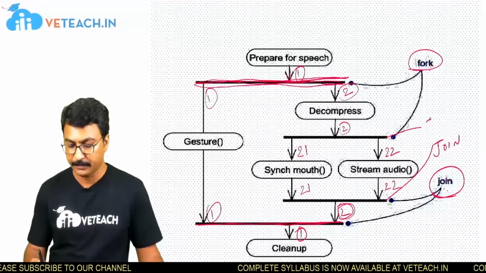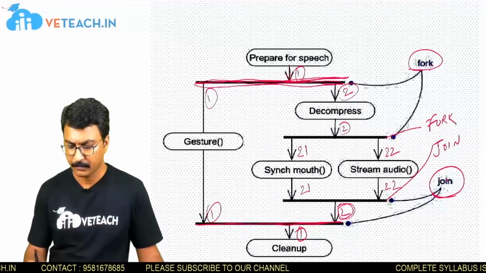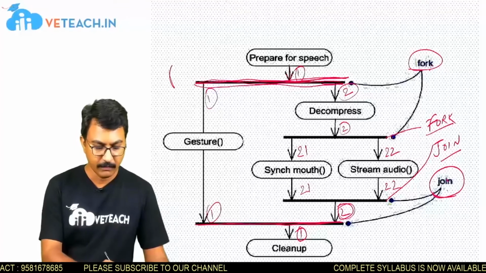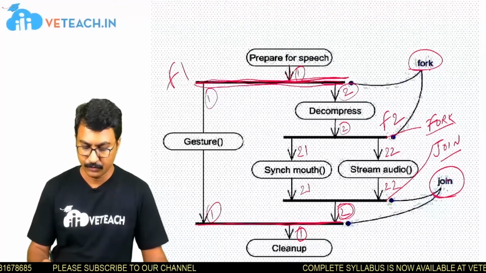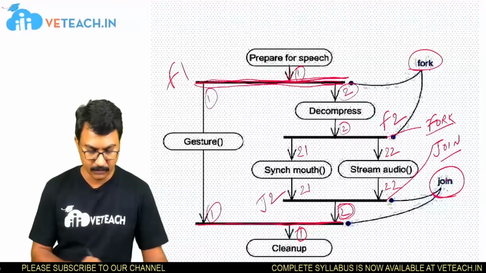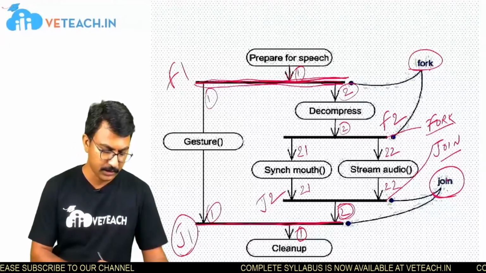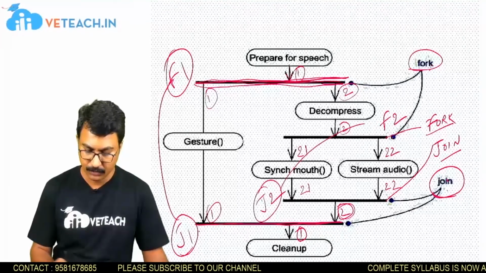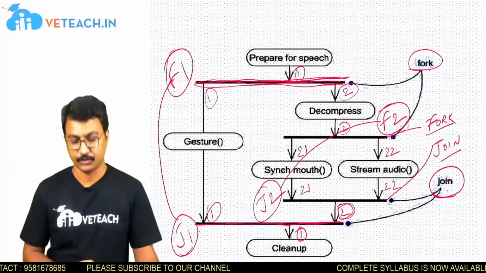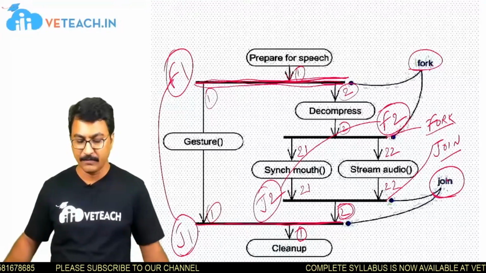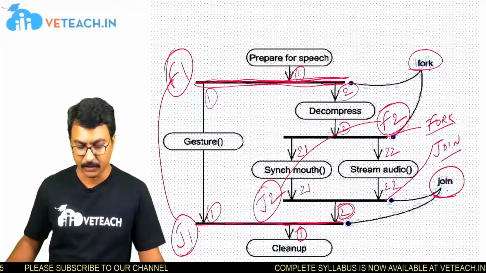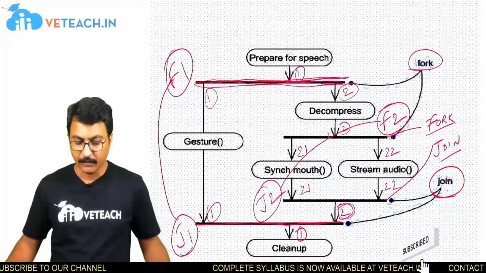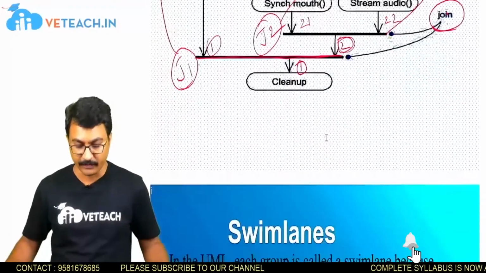So there are equivalent joins and equivalent forks. There is a fork 1, fork 2, and this is a join 2 and this is a join 1. I mean that join 1 relates to fork 1 and join 2 relates to fork 2. So balancing the forks and joins is quite needed. So what did this fork and join do? They have split the flow of controls and they have merged the flow of controls.